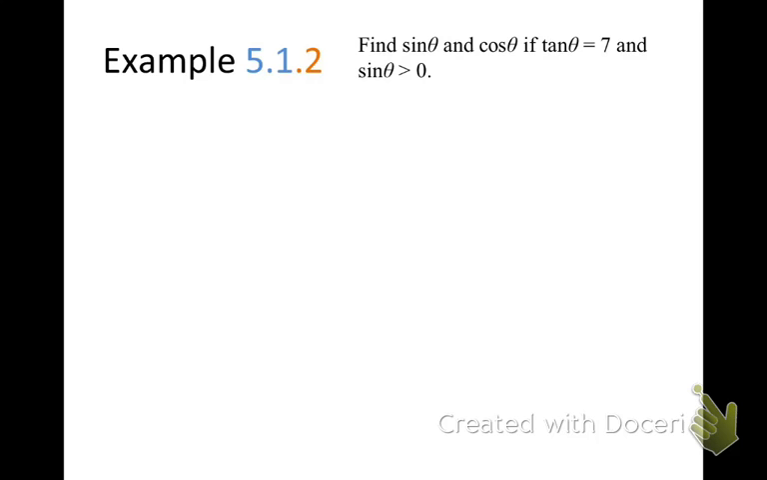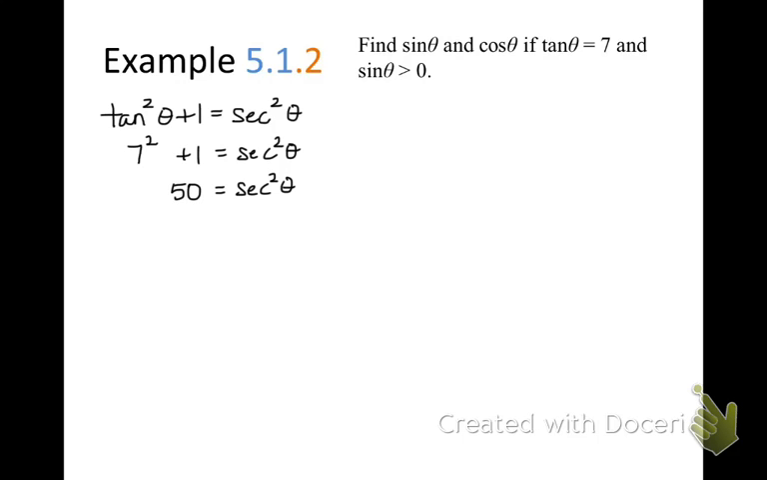So does anyone remember what is the identity that involves the tangent and the secant? How does that go? Tangent squared of theta plus 1 equals secant squared of theta. All right. I know that my tangent of theta is 7, which means I can plug in 7, and then I'm squaring that tangent value, plus 1 equals the secant squared of theta. 7 squared is 49, plus 1 is 50.